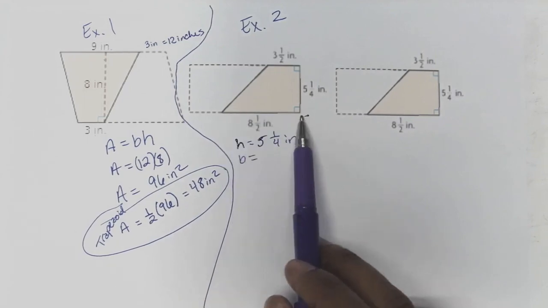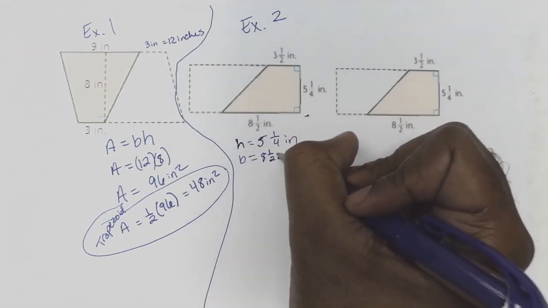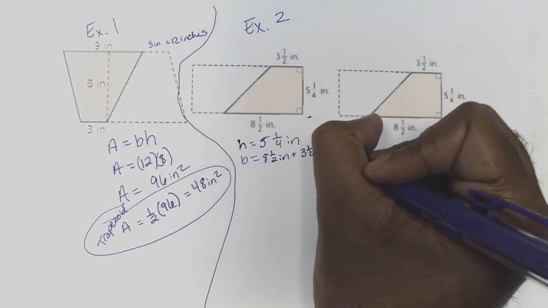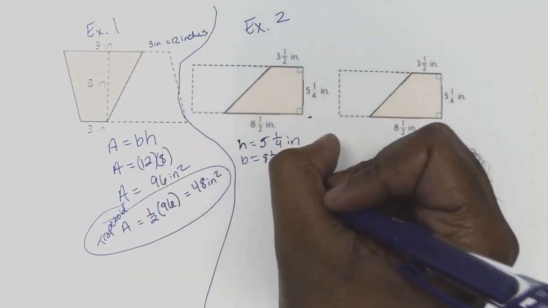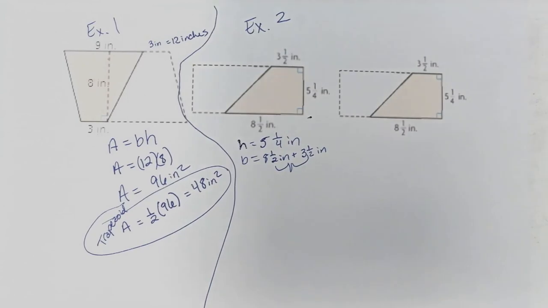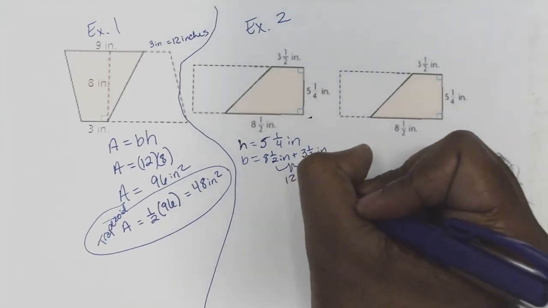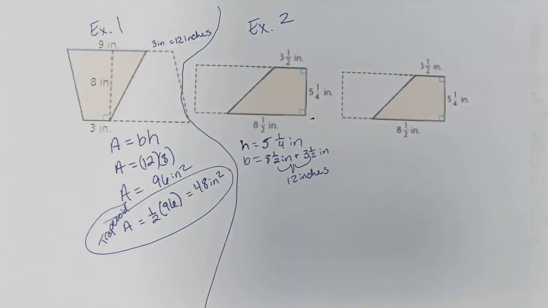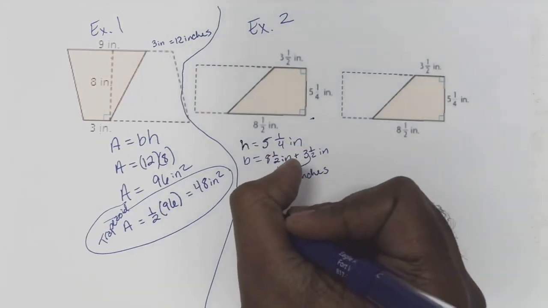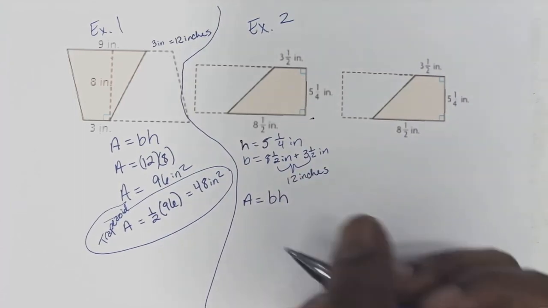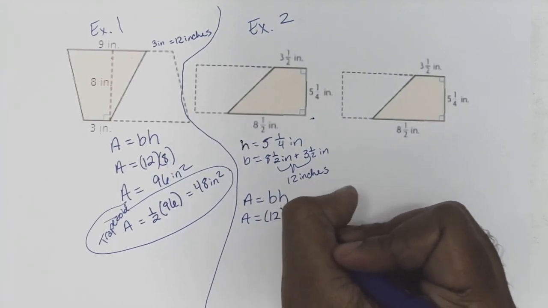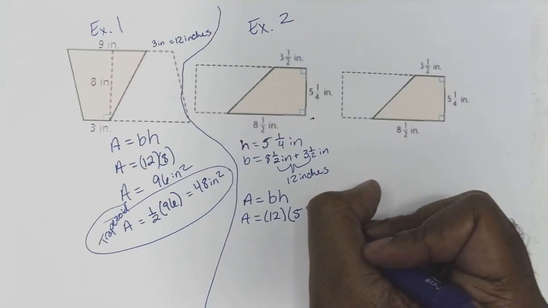Correct. I know that this part of my base is 8.5 inches. This part of my base is 3.5. And if I add them together, it's going to give me the entire base of my parallelogram, which is what? 12 inches. So using the base and the height, we can find the area of the entire parallelogram now. Going to my formula, area equals base times height. I know that my base was 12 inches. My height is 5 1/4.